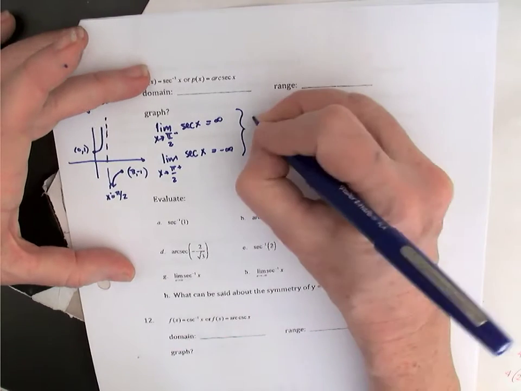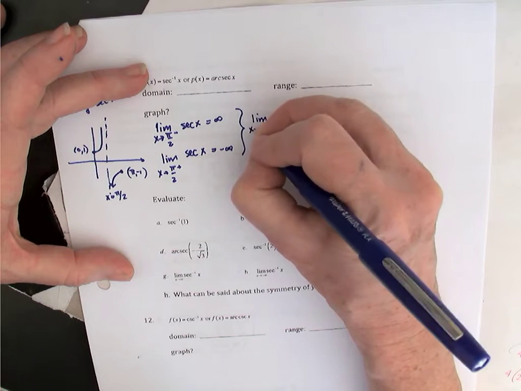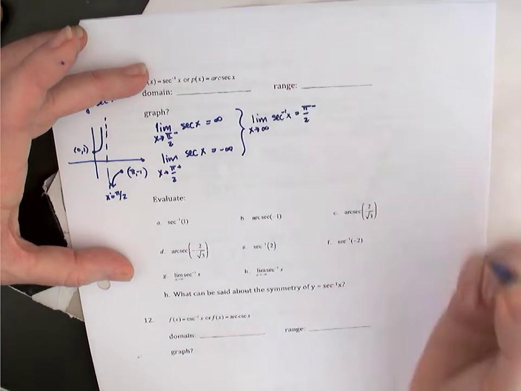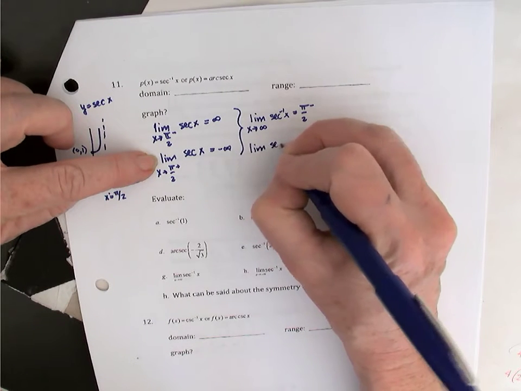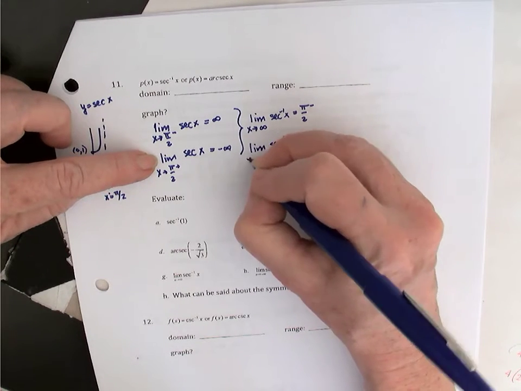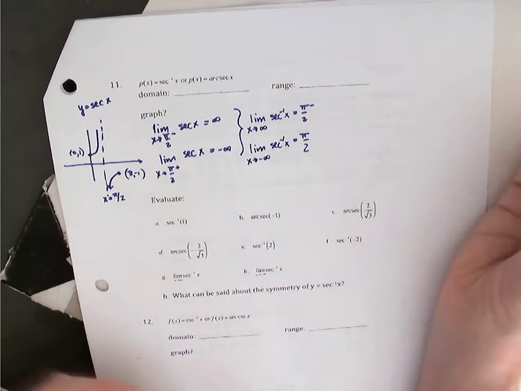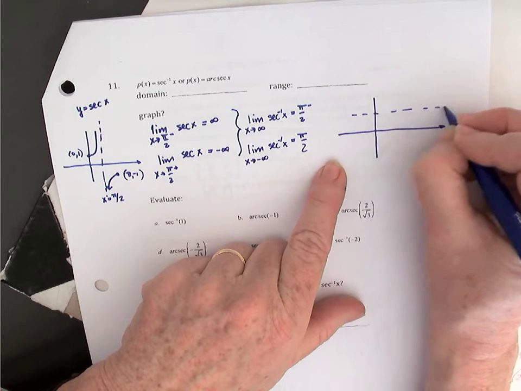So if I'm looking for a limit for inverse secant, in this case, x is going to be approaching infinity. The function is going to be approaching pi over 2 from the left. For this second one, for inverse secant, x is going to be approaching negative infinity, and the function is going to be approaching pi over 2. So I'm going to have an asymptote at y is equal to pi over 2.